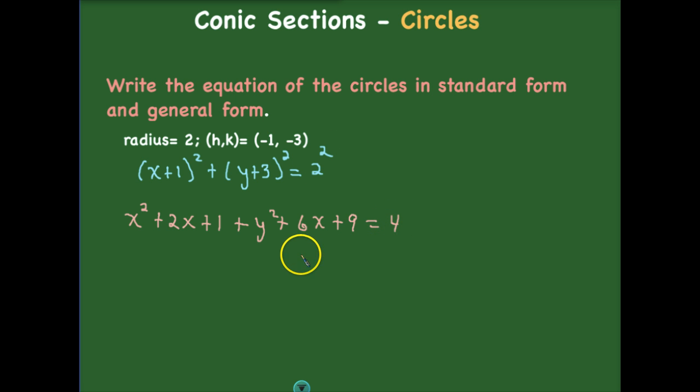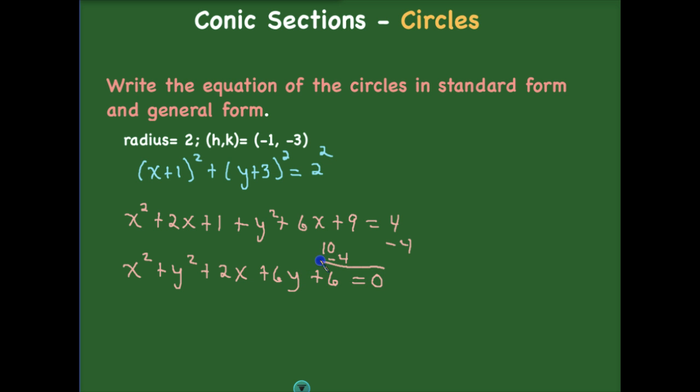To finish this off, we just need to rearrange this so that we have our highest degree variables first and our lower degree variables last. So we would start off with the x squared plus the y squared. Then we'd go back to our x terms, we're doing them in order, plus 6x. And then on this side, 1 plus 9 is 10, but then we have a 4 we need to bring over. So we would subtract 4 from both sides. That would leave us with 6.